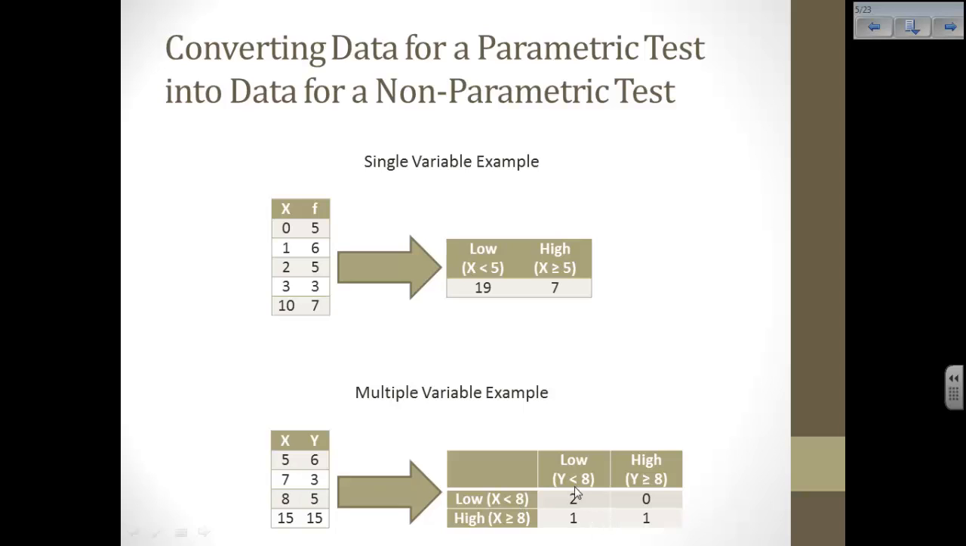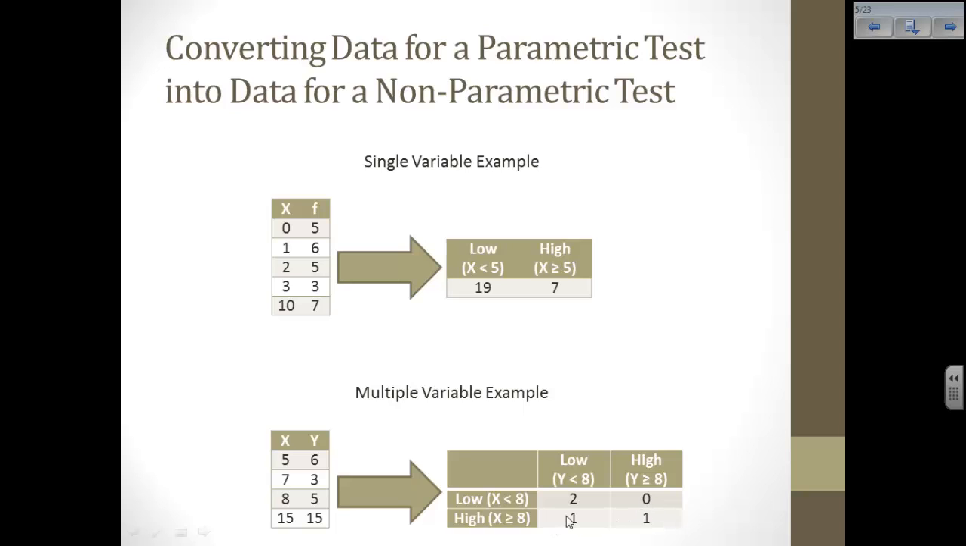So if we're looking at this first category right here, low X and low Y, of the people with low scores on X, X less than 8, these two people, how many have a Y that is less than 8? Well, both of these people with an X less than 8 have a Y less than 8. 1, 2, so 2 goes here. Of the people with an X less than 8, or a low value for X, how many people have a high value for Y, or Y greater than or equal to 8? Well, these are our two people with a low value of X. None of them have a value that's greater than 8 for Y, so that's why there's a 0 there.